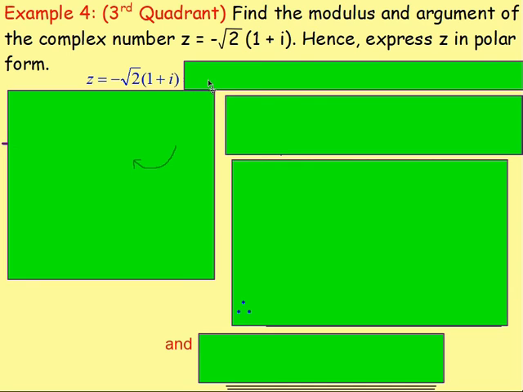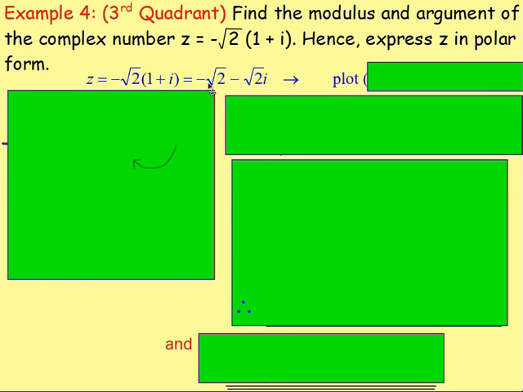What do we have to do first of all with that? Perfect, multiply out the brackets. That gives us negative root 2 times 1, which is negative root 2, and negative root 2 times i, which is negative root 2i. From there you can clearly see we have a real part without any i's and an imaginary part with i's. If you're plotting it, the real part is negative root 2, and the imaginary part, taking the coefficient of i, is also negative root 2.